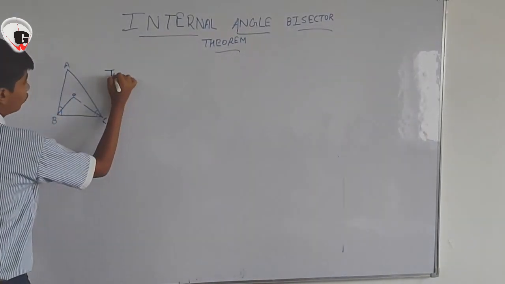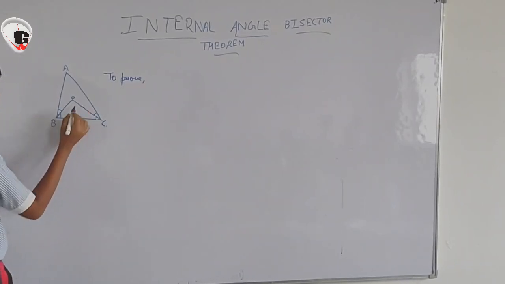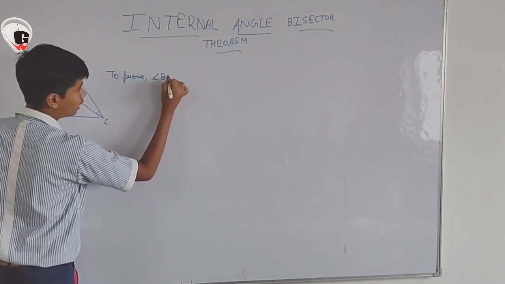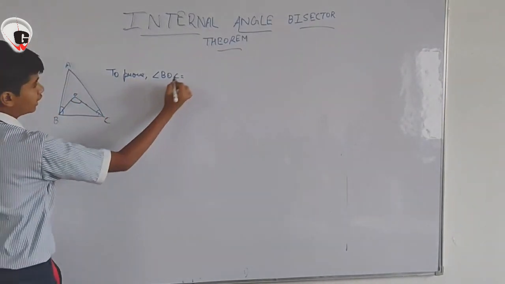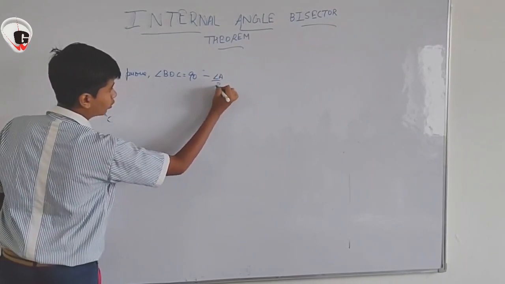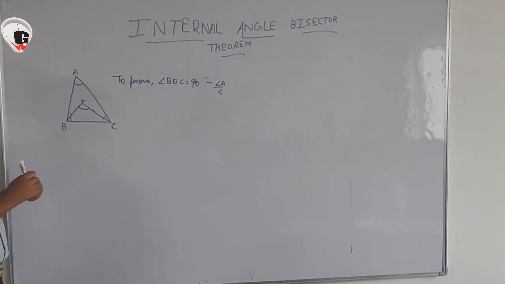Here we have to prove that the angle BOC is equal to 90 degree minus angle A by 2. This is the angle we have to prove. This is the theorem we have to prove. Let's start with it.